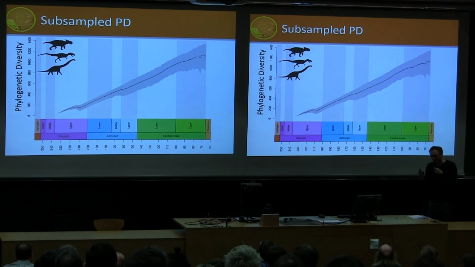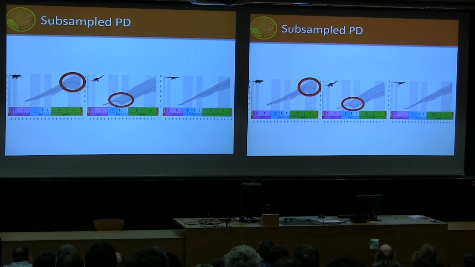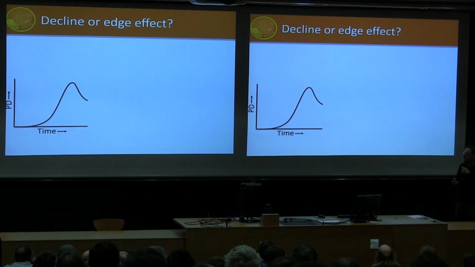But actually, this time we split out the subclades, we do see interesting patterns. In particular, we can highlight there does seem to be a late Cretaceous decline in ornithischian dinosaurs, and we also get a mid-Jurassic decline in the sauropodomorph dinosaurs. So subsampling is getting at interesting things. But I also wanted to look at this decline in a new way. So I wanted to know whether or not it's an edge effect or it's real.